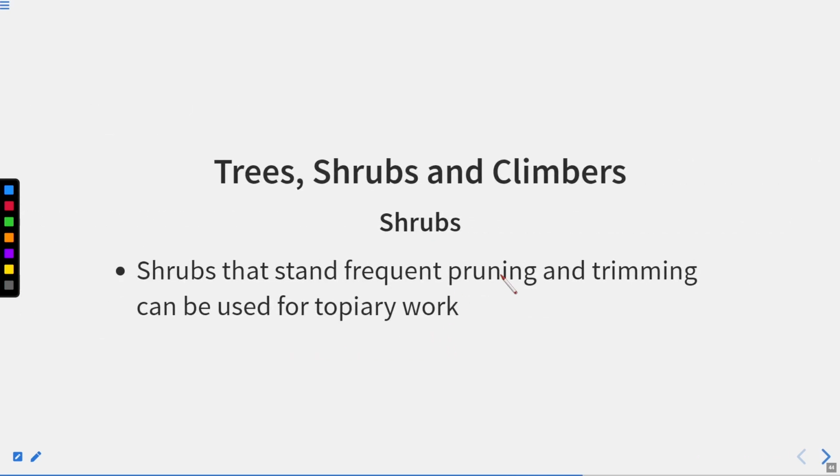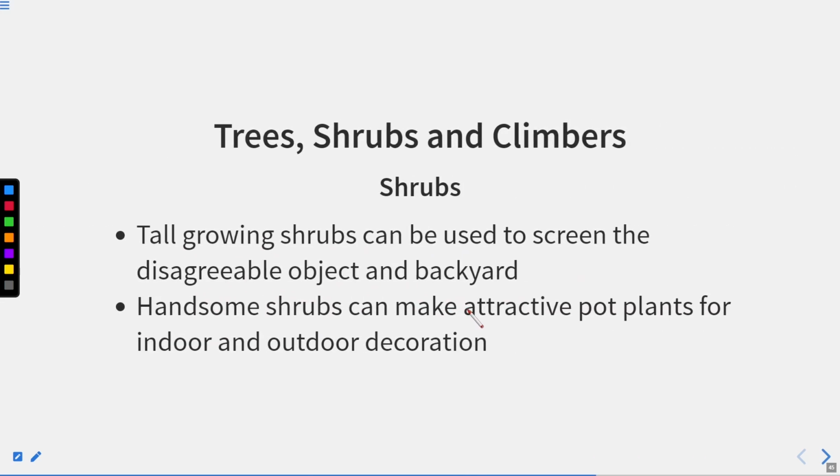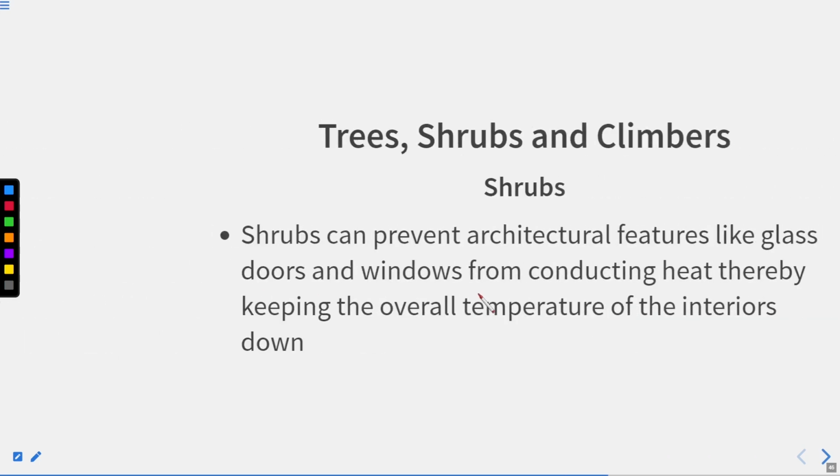Shrubs that stand frequent pruning and trimming can be used for topiary work. We generally grow shrubs that can be frequently pruned or trimmed, and that can be used as topiary work, which means we give different shapes to the shrubs. Tall growing shrubs can be used to screen a disagreeable object at the backyard. Handsome shrubs can be made attractive pot plants for indoor and outdoor decoration.